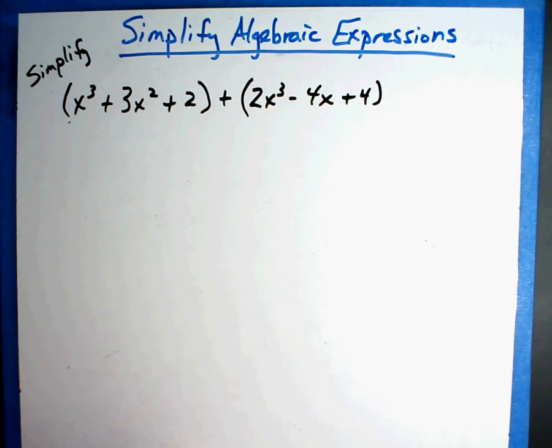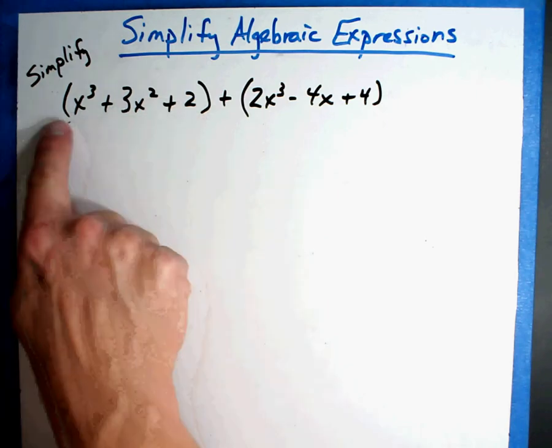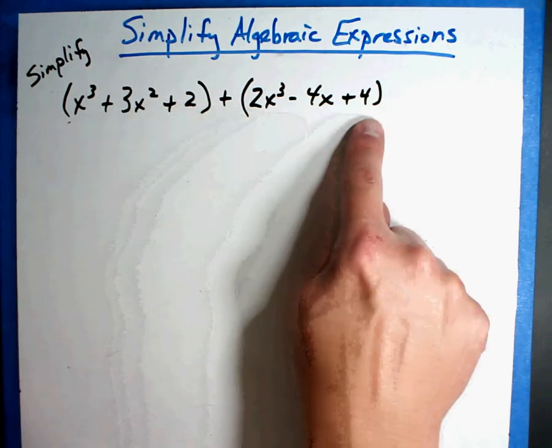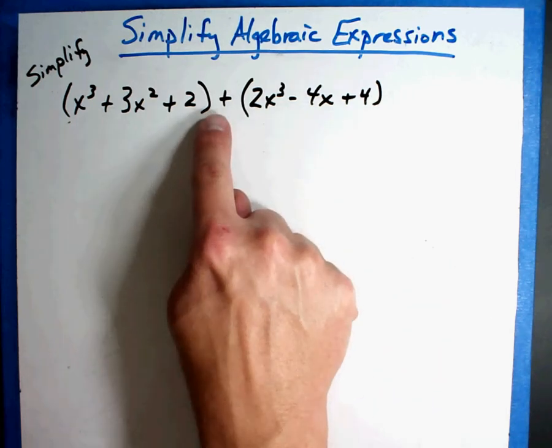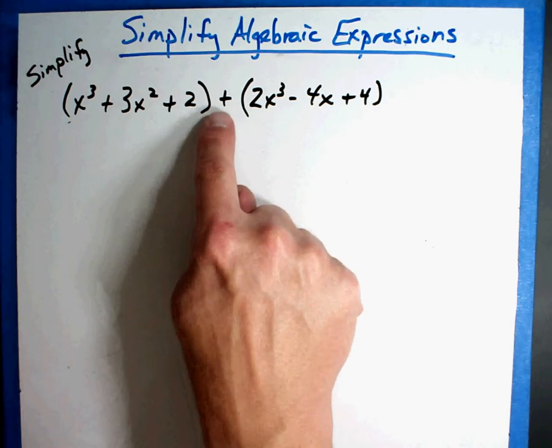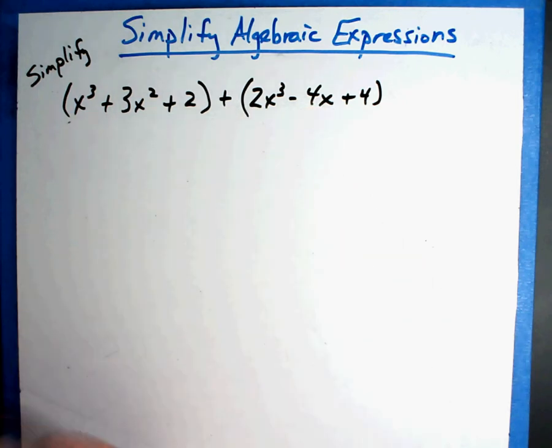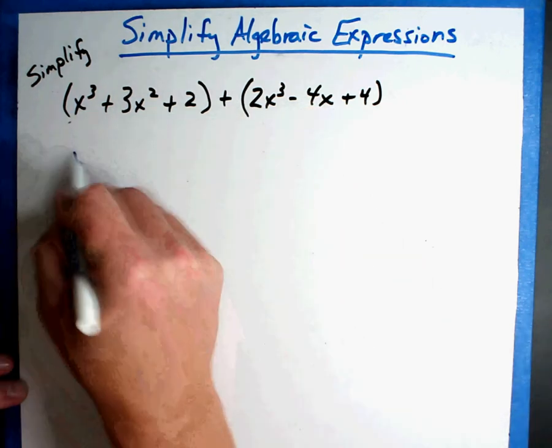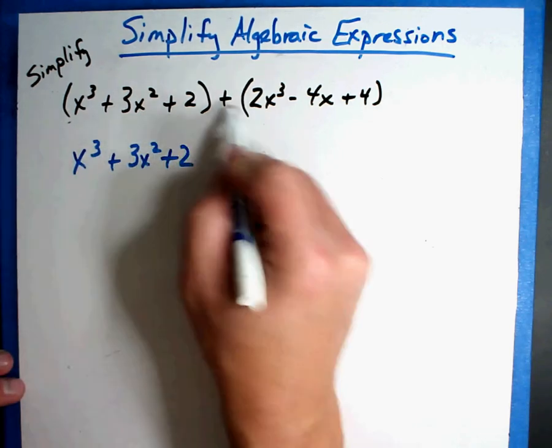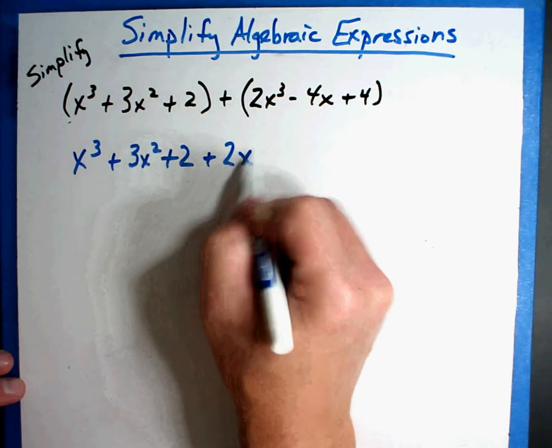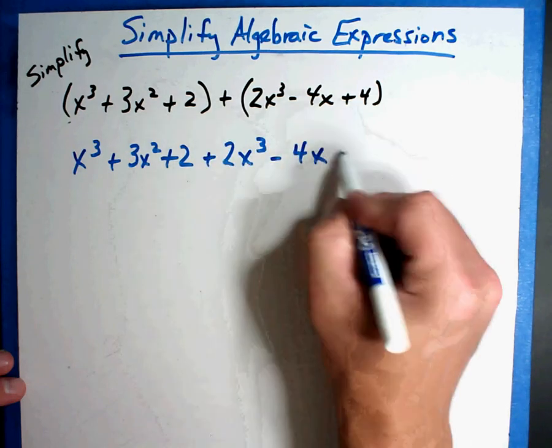Now, there's an added interest here because we have parentheses. So we have all of this added to all of this. What we want to do first is get rid of the parentheses. You'll notice that there is a plus all of this, so everything keeps its sign. So let's just get rid of the parentheses and see what we get. X to the third plus 3x squared plus 2, that's plus 2x cubed. That is minus 4x, and that is plus 4.